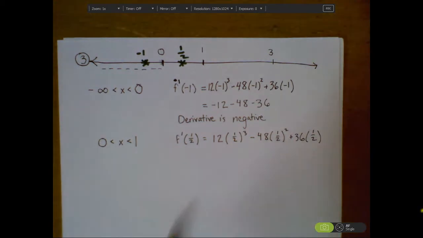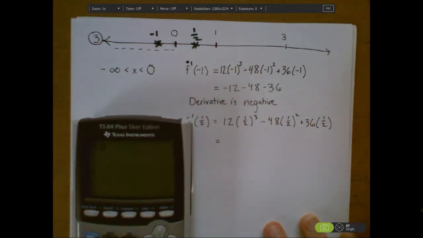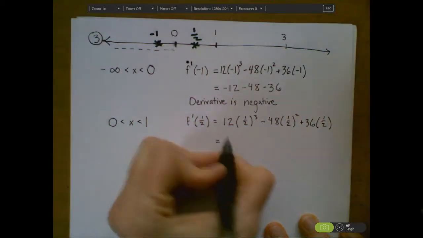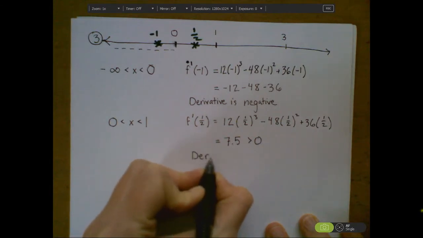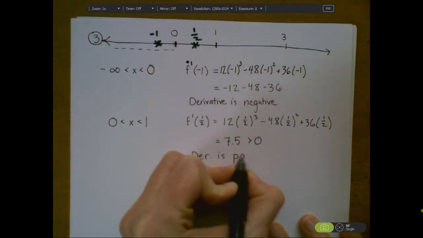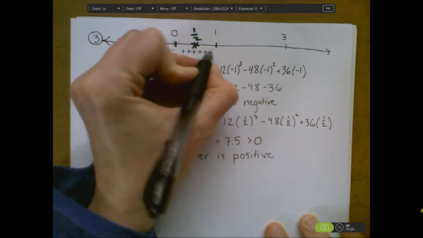I can't look at these numbers and tell whether this value is positive or negative, so I'm going to go ahead and use my calculator to find this. This is 12 times 1/2 cubed minus 48 times 1/2 squared plus 36 times 1/2. That gives me a value of 7.5. And 7.5 is positive, so I know that my derivative is positive on this interval. I can write that as positive, positive, positive.